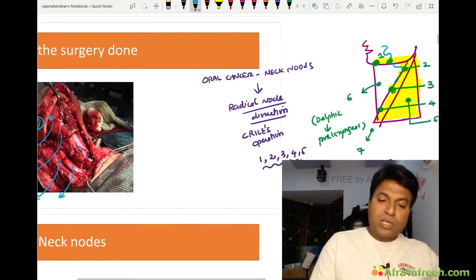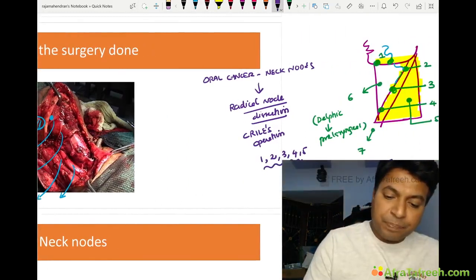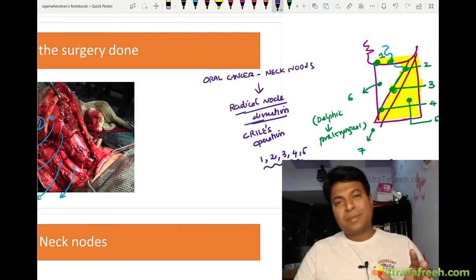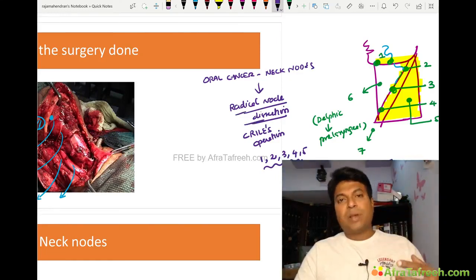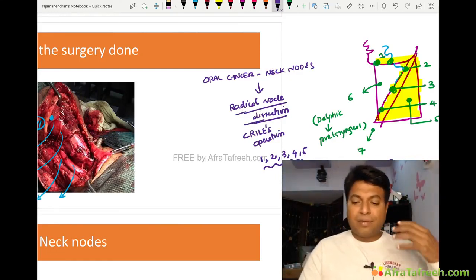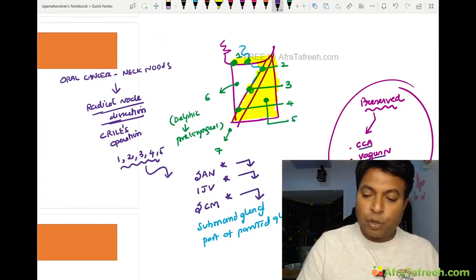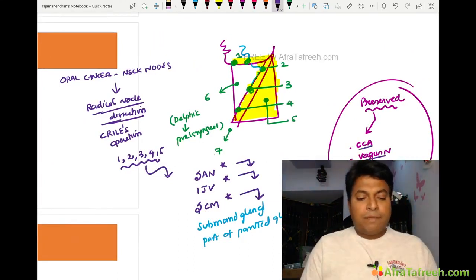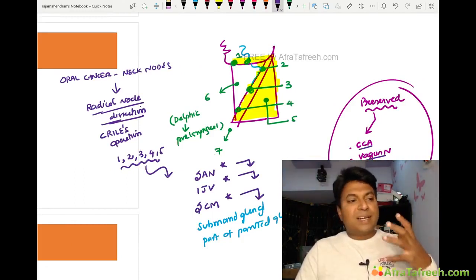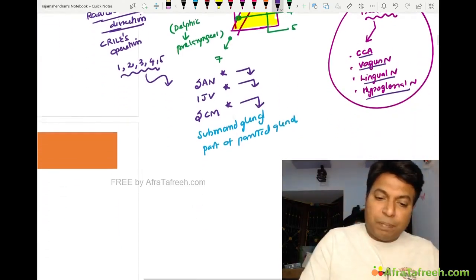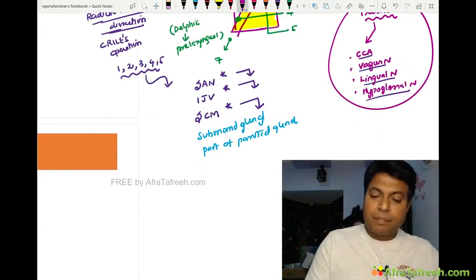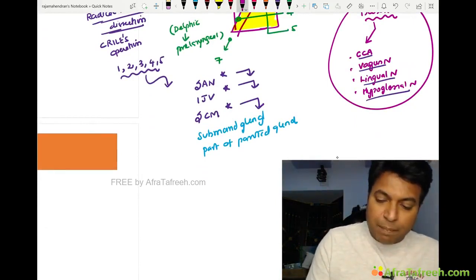So radical neck node is what commonly done by many surgeons. Oncosurgeons, they usually do this. They remove all the nodes. They remove sternocleidomastoid, internal jugular vein, spinal accessory nerve, everything they remove. They leave only carotid artery, vagus nerve, lingual nerve, hypoglossal nerve. So you can see radical neck node dissection results in loss of so much of function. So to preserve the function, we have some modification that is known as MRND.